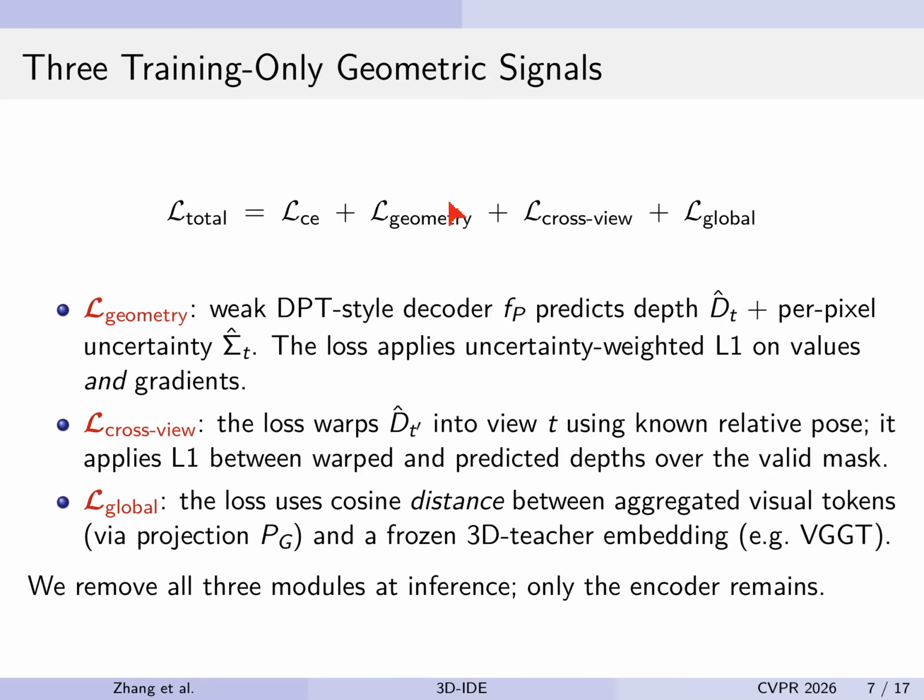Our method relies on three training losses, only geometric signals: the geometry loss, the cross-view consistency loss, and the global alignment loss. The geometry loss uses a weak depth decoder and applies uncertainty-weighted L1 in both value and gradient space. The cross-view consistency loss applies L1 between warped and predicted depths using pose. The global alignment loss aligns aggregated tokens with a 3D teacher. We remove all geometric modules at inference; only the encoder remains.